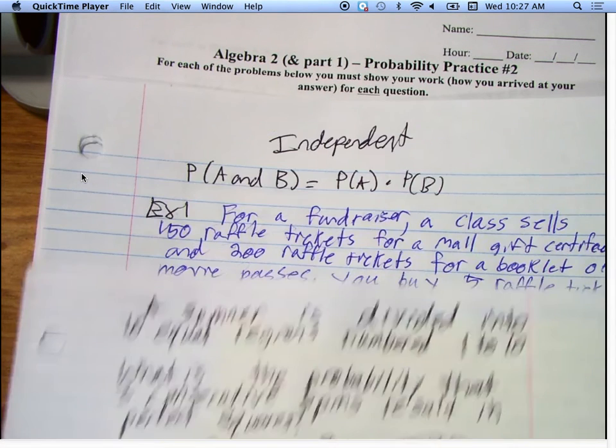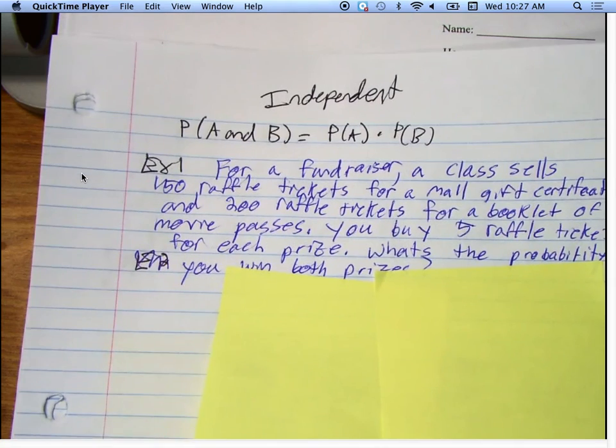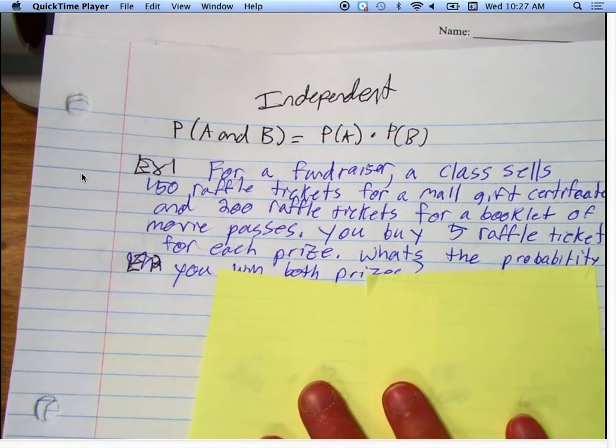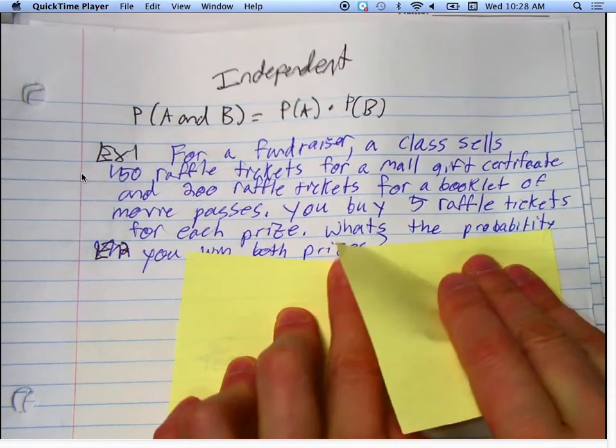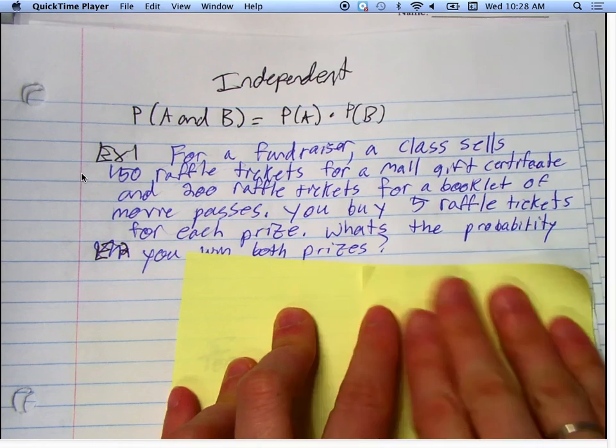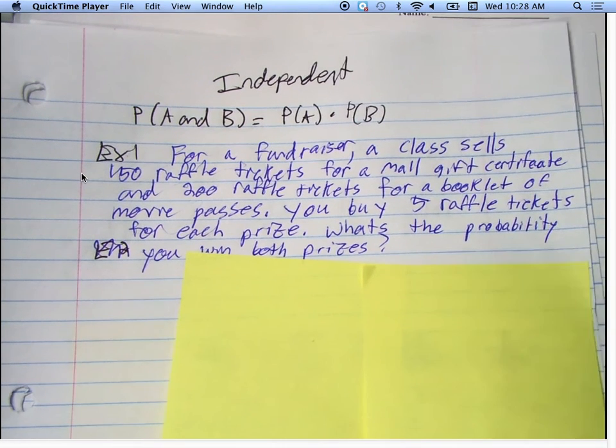Ready for the next one? For a fundraiser, a class sells 150 raffle tickets for a mall gift certificate. And 200 raffle tickets for a booklet of movie passes. You buy 5 raffle tickets for each prize. What's the probability you will win both prizes?